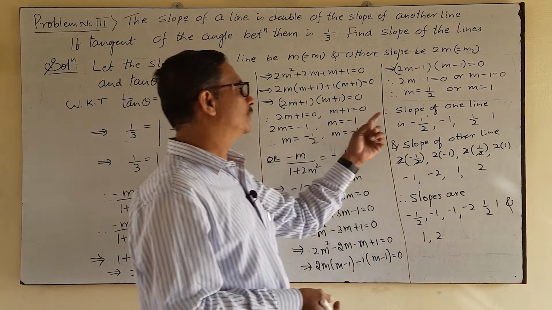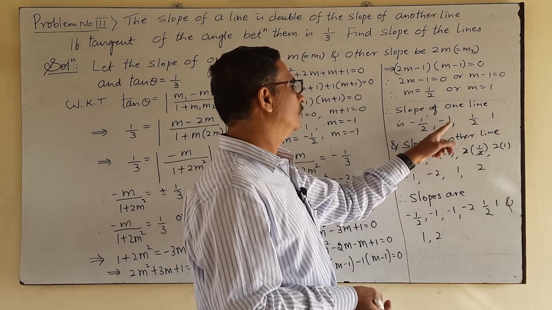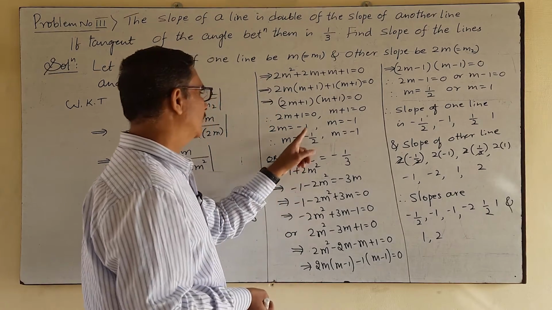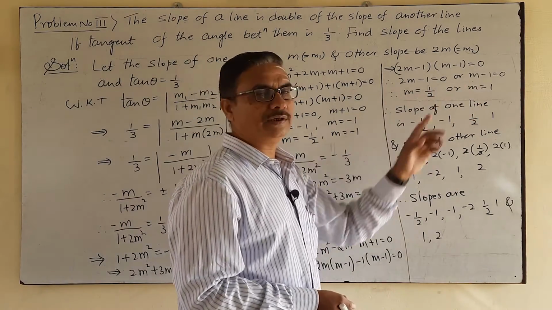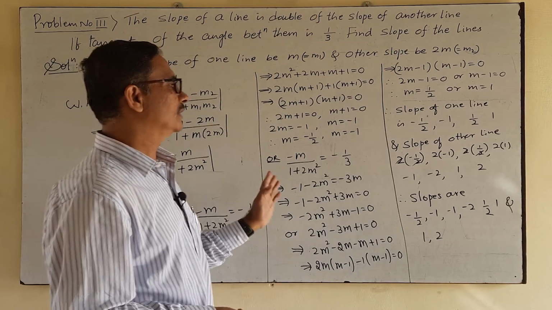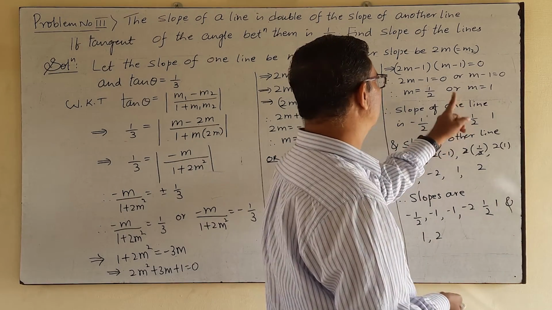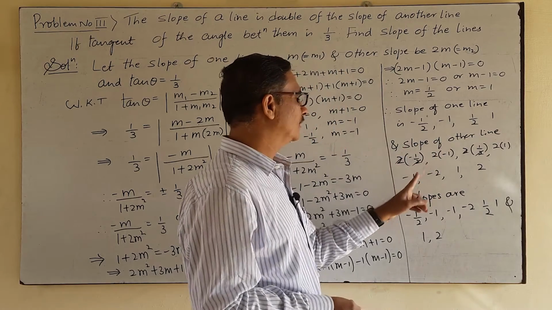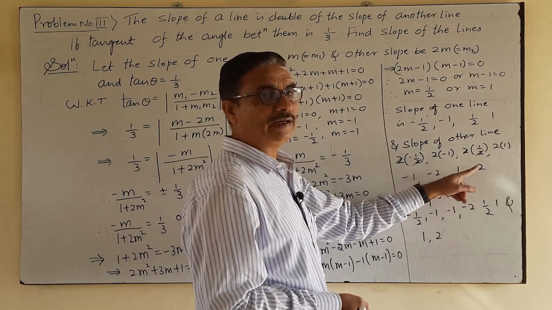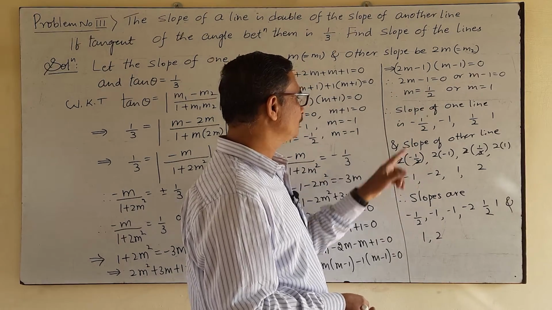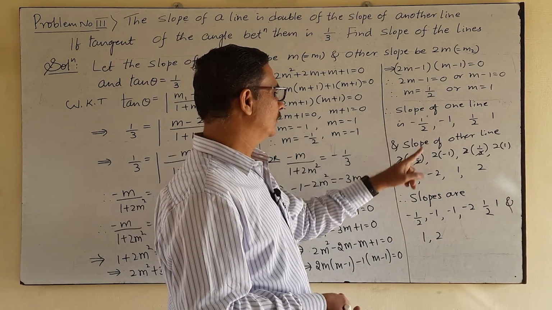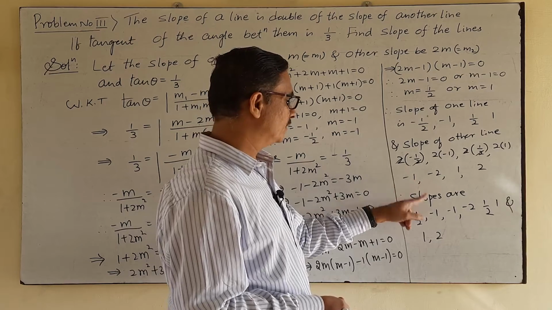Case 1 slopes are minus 1 by 2, minus 1. Case 2 slopes are 1 by 2, 1. Therefore slope of first line is minus 1 by 2, minus 1, 1 by 2, 1. Slope of other line is minus 1, minus 2, 1 and 2. Hence slopes are m value 1 by 2, m value minus 1 by 2, and other slope is minus 1.